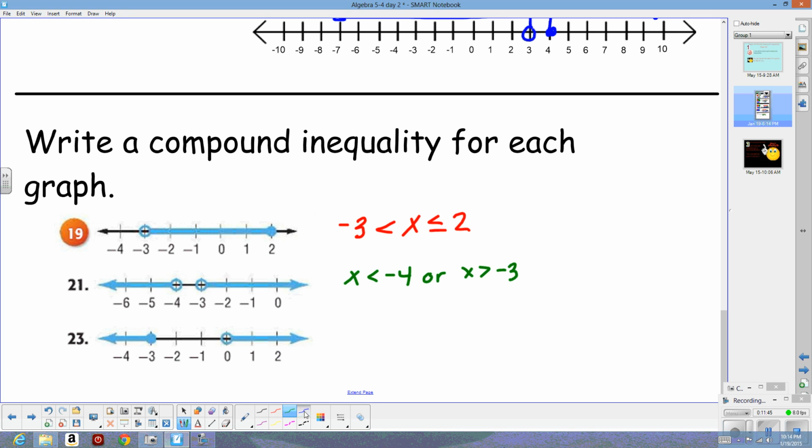And the last one, this is going to be another OR because they can be here or here. So x can be less than or equal to -3, or x can be greater than 0. But it doesn't include 0, so we just use the greater than symbol.